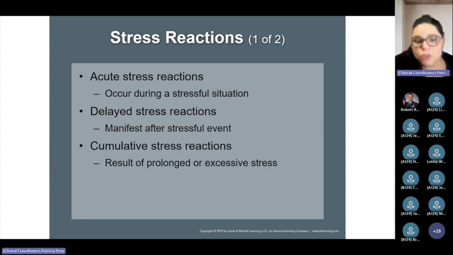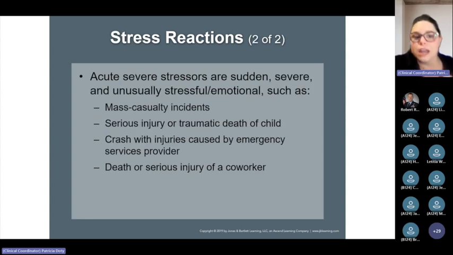Remember we talked about cumulative stress reactions as a result of prolonged or excessive stress. That's where hypertension comes from, cancer, alcoholism, depression. Guys, there are so many things that can happen from cumulative stress reactions, so we really need to be cognizant of how to handle that.